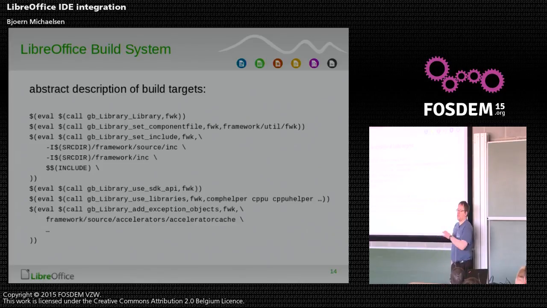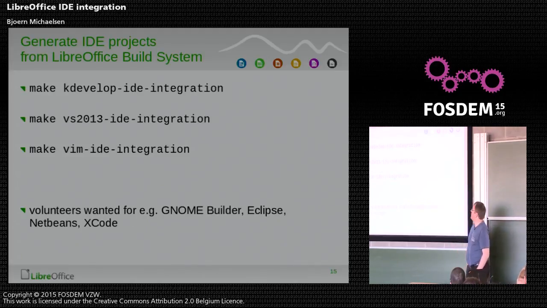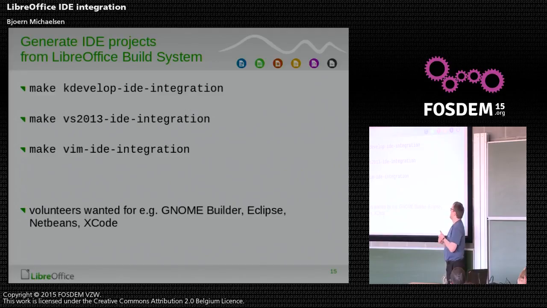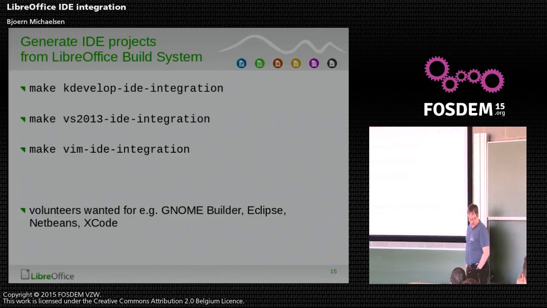And because of that, you can use this information and generate the IDE project files for an IDE from that. And you do that once you have a complete build by issuing one of these commands. For example, kdevelop IDE integration does this for kdevelop on Linux. For Visual Studio, you have the same. There's an awesome Vim IDE integration that Moggy did, who just left, I think. The Visual Studio IDE integration was also not done by me, it was done by a guy named Honza, whose video I'll show later. So you have one essentially on most platforms. You actually have an IDE that you can work with. Of course, you can extend that to other IDEs, so volunteers are welcome.